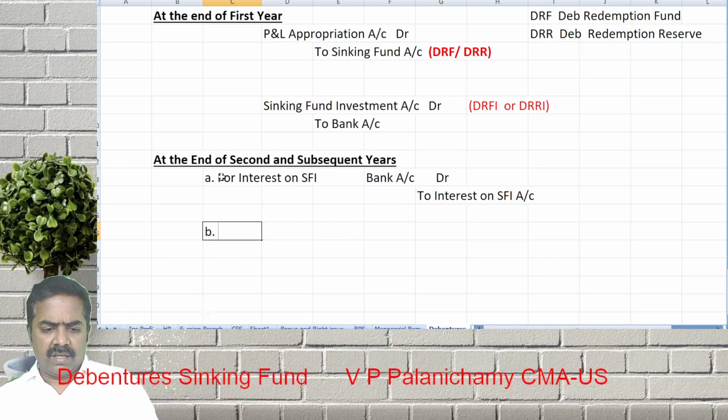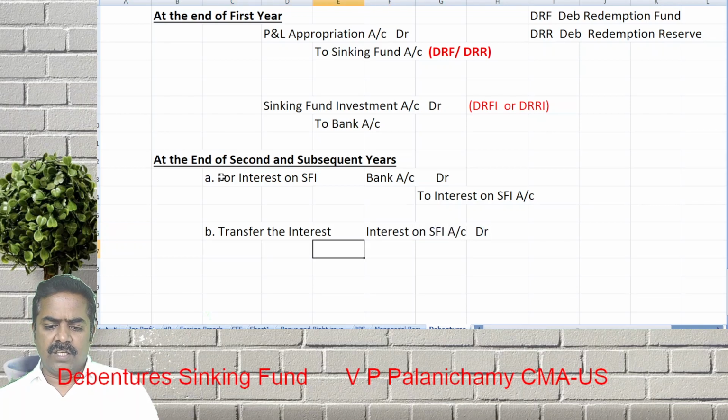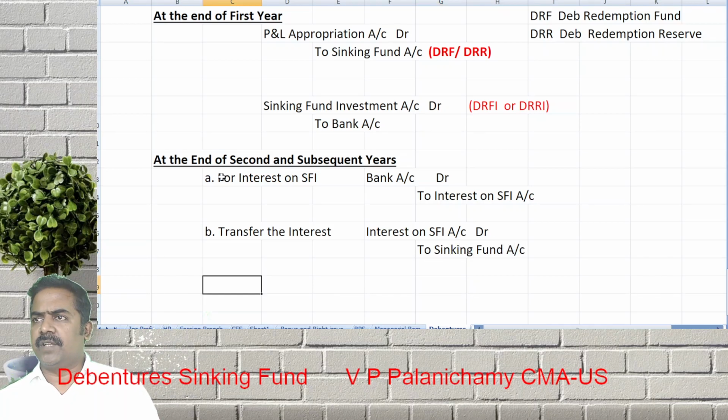Then transfer the interest. Wait. Is it a general interest income or a specific interest income? Specific. So this will be transferred to the sinking fund account. Interest on sinking fund investment account debtor to which account? Sinking fund account. Transfer the interest.